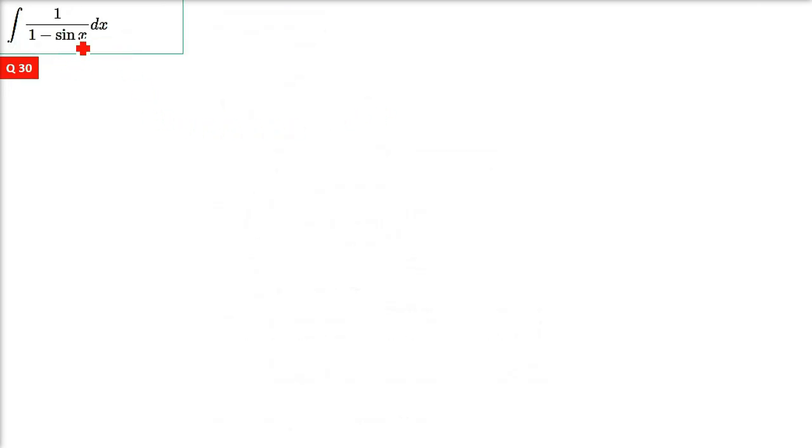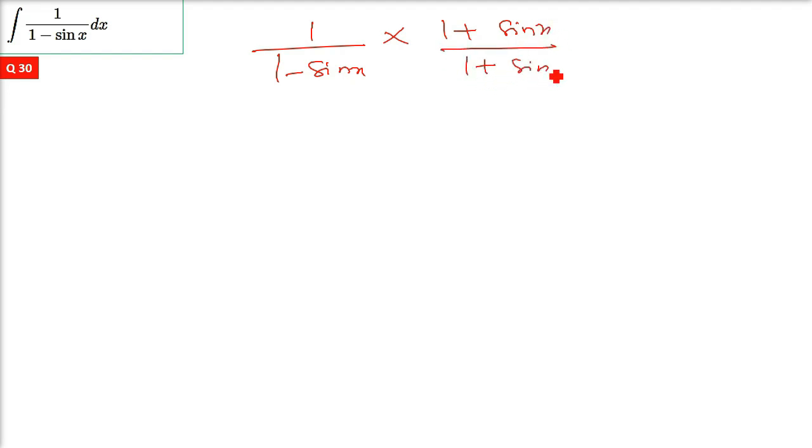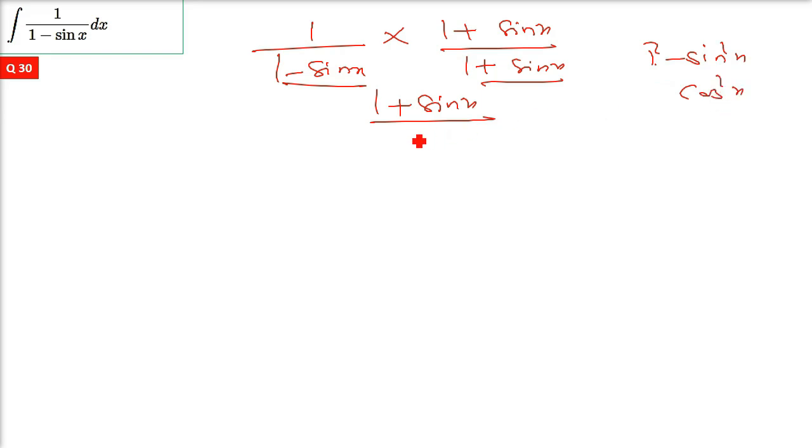Now let us come down to the sin x question. Integration of 1 by 1 minus sin x, the same thing will be done. You have to multiply it with the rationalization factor. It will be 1 plus sin x divided by 1 plus sin x, multiplication in numerator and denominator. 1 plus sin x is in the numerator. 1 minus sin x into 1 plus sin x is a square minus b square. A square minus b square is what? A minus b into a plus b. So 1 minus sin square is cos square x. I am writing it here.